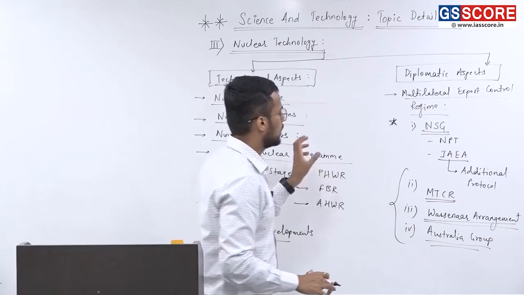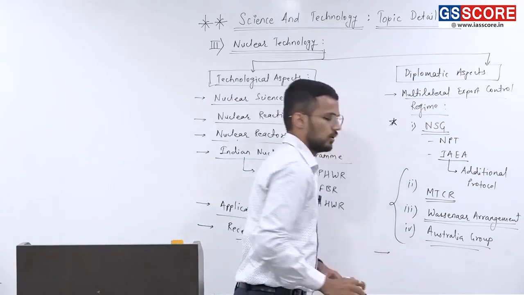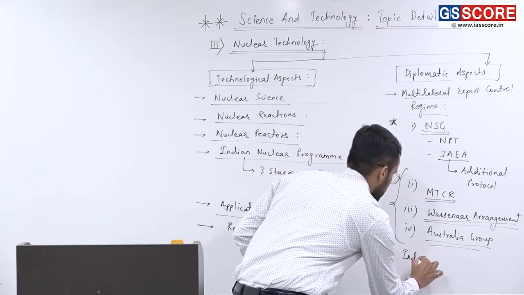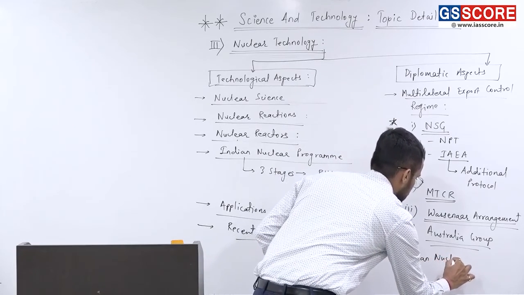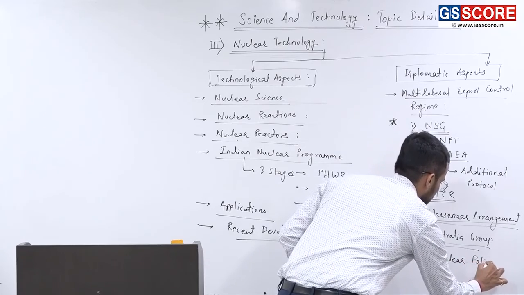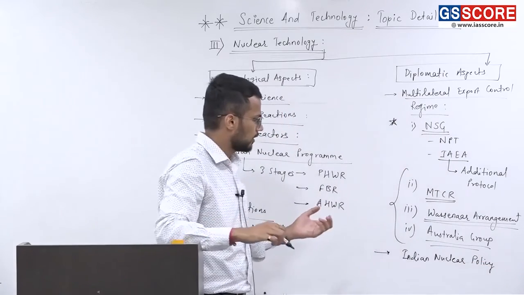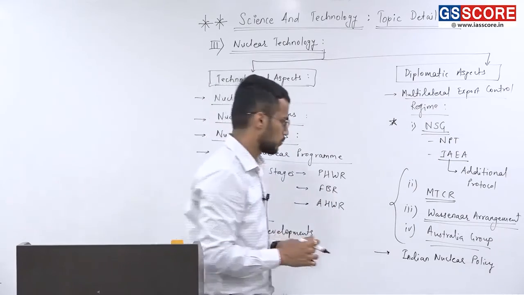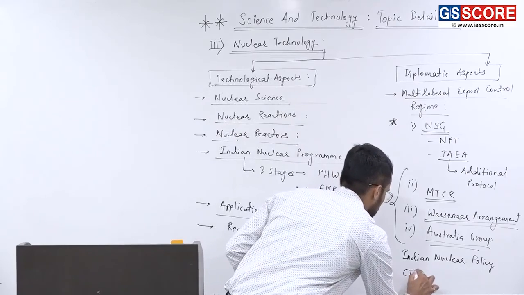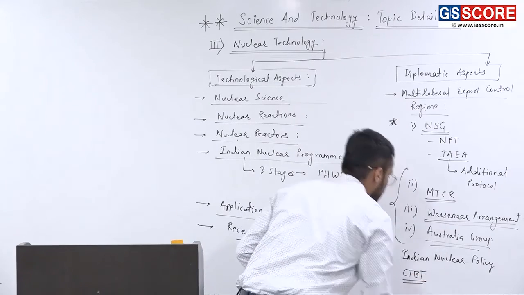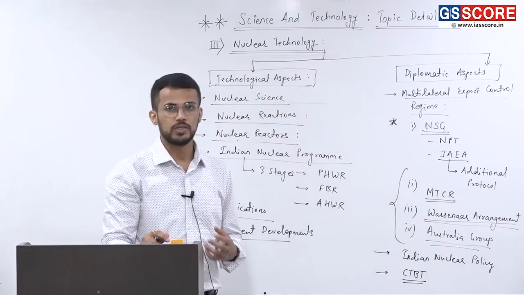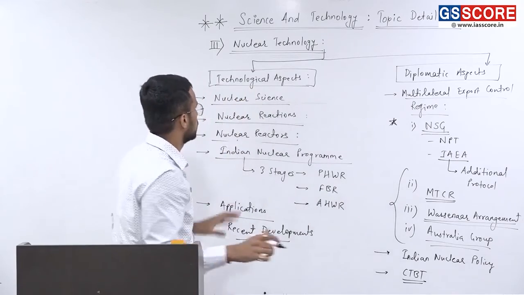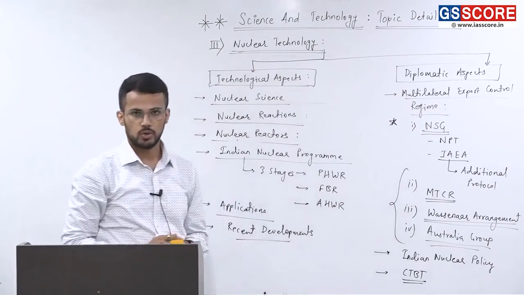And as a part of the diplomatic aspects, one also needs to study Indian nuclear policy. Though it is a static topic, it may be asked by UPSC, which of the following are the features of Indian nuclear policy. Then one also must study CTBT, Comprehensive Test Ban Treaty, right? So that is about the diplomatic aspects that one should study under nuclear technology.